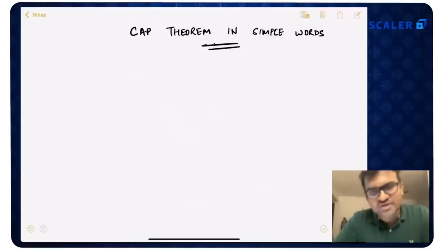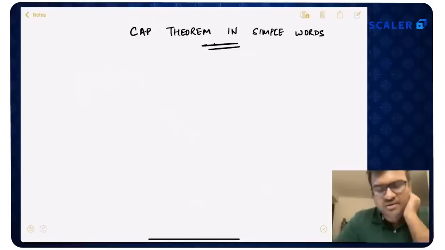Now, before I get into explaining CAP theorem, and I will try to do that using as simple an example as possible, I want to give credit to Kaushik, whose blog I have borrowed a few ideas from. So thank you, Kaushik, for coming up with a very, very innovative example. So let's get to it.